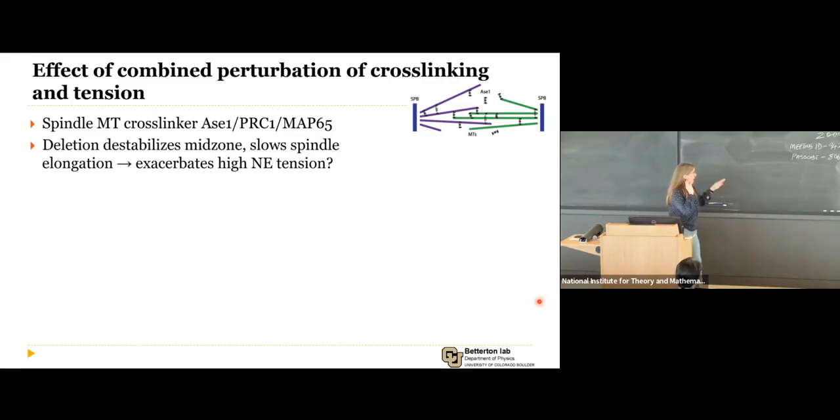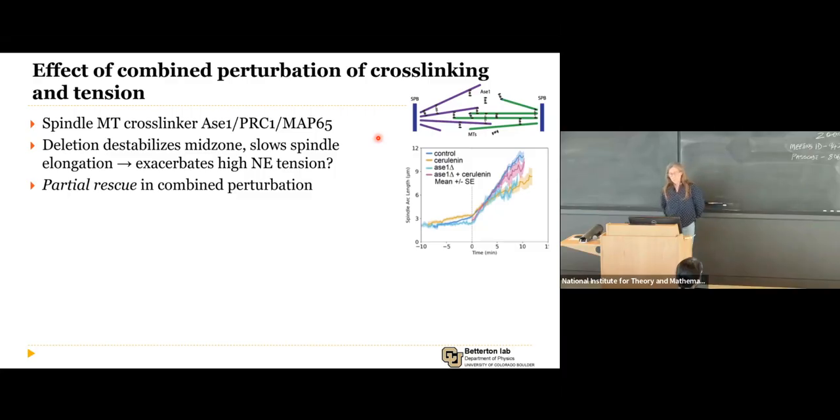When it's not there, the midzone where antiparallel microtubules overlap gets destabilized. Spindle elongation is slower, it's less stable, and they fluctuate more. So we thought this would be a great perturbation, because if the spindle is already not elongating fast and is more unstable, then having high tension from the nuclear envelope due to cerulenin treatment should really mess things up. It should go kind of bananas, right? That's what we were expecting. What we saw is in fact the opposite and was quite surprising.